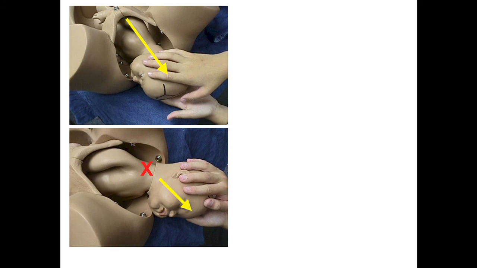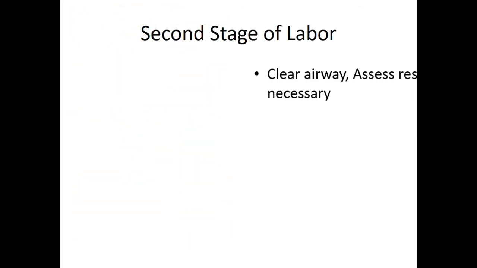So this is how we have to deliver the anterior shoulder. We should not apply traction on the fetal head. We have to hold the baby, and then slightly move the baby upward and downward so that the anterior and posterior shoulders can be delivered.